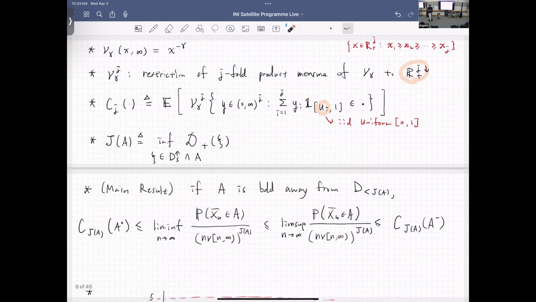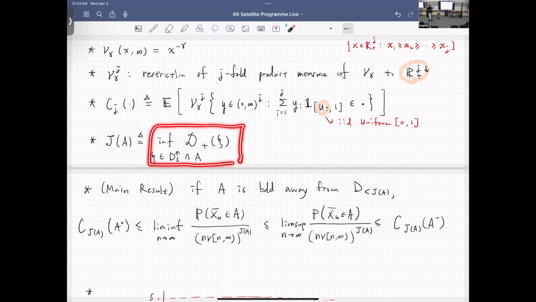All right, so now let's remember that J of A was the smallest number of jumps required. So this was the quantity that played the same role as the rate function in the light-tailed case.